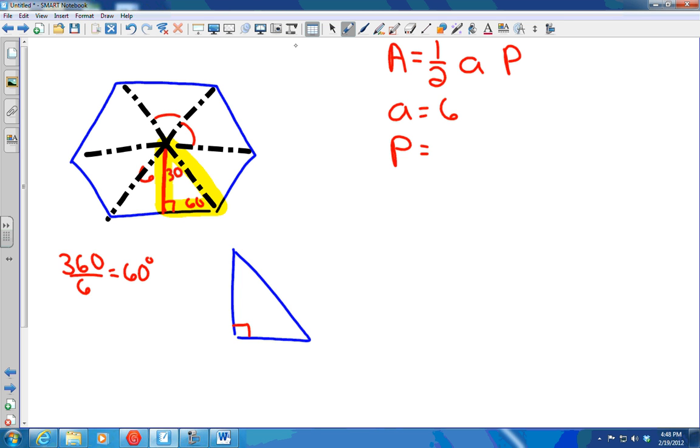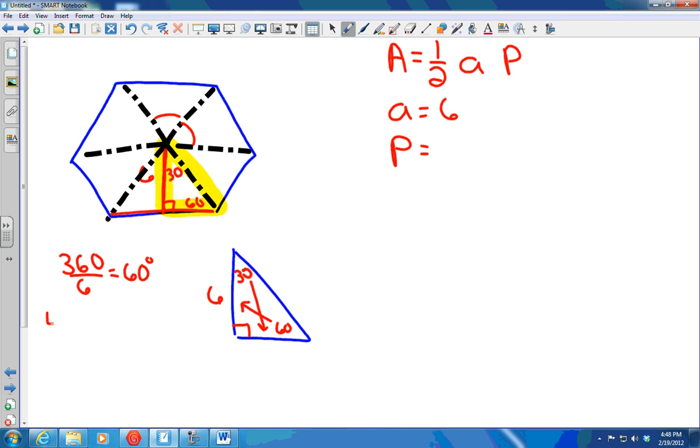So that's 90 degrees. My apothem we already know is 6. I know this is 30 and this is 60. And so that apothem is my long leg. It's opposite the 60-degree angle. I want my short leg, because if I have that, I can find the length of the whole side, and then I'll be able to find my perimeter. So let's find that short leg.